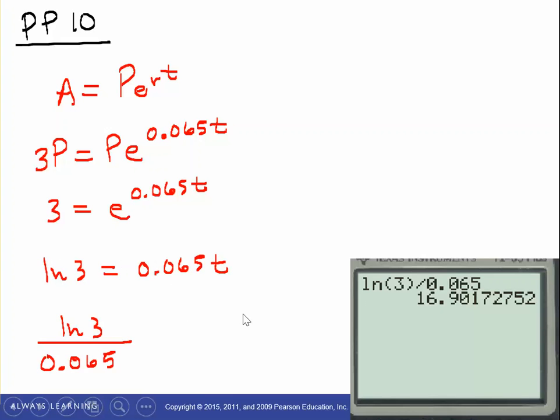So ln of 3 divided by 0.065 gives me 16.9. So how long is it going to take? It's going to take 16.9 years for my money to triple at 6.5%.